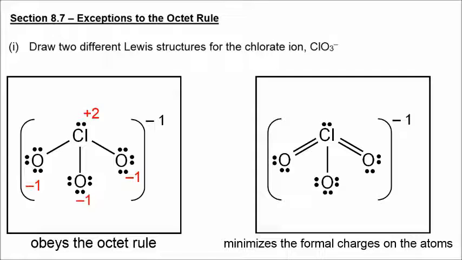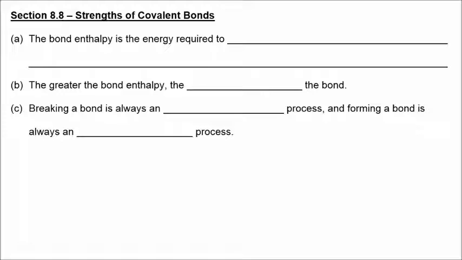So look at that chlorine. There's 7 valence electrons minus 7 electrons assigned to that chlorine. So that chlorine has a formal charge of 0, and the doubly bonded oxygens also have formal charges of 0. So we are allowed to expand the octet because chlorine is in period 3.